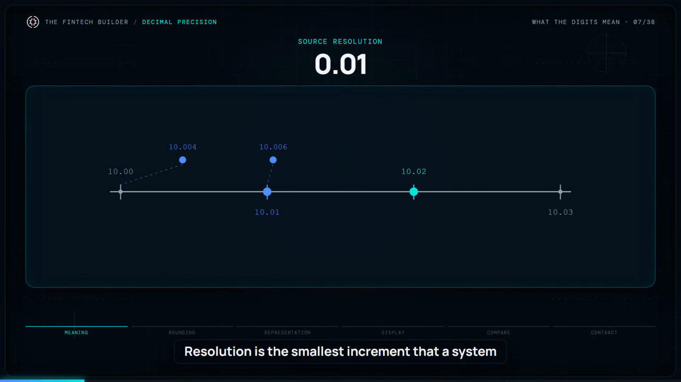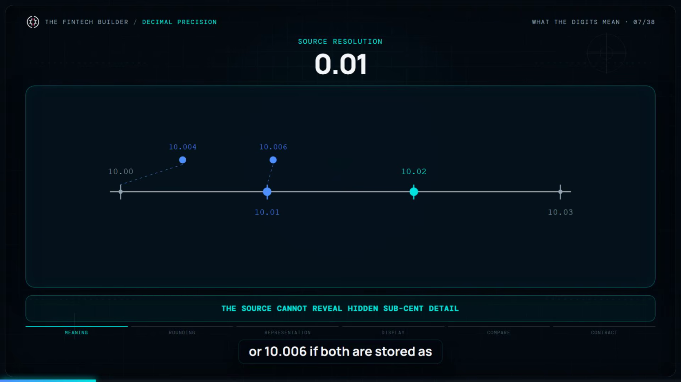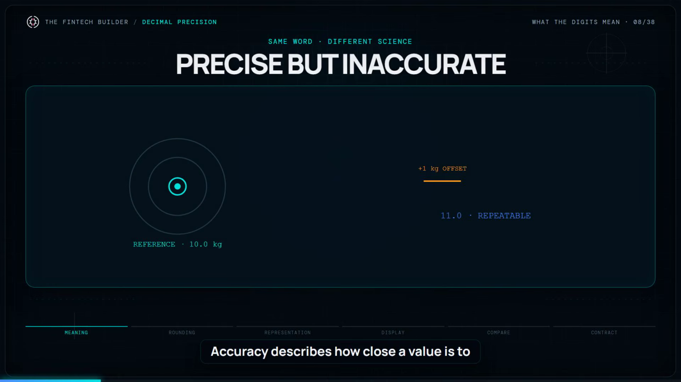Resolution is the smallest increment that a system can measure, record, or display. A price feed with a resolution of 1 cent records changes in increments of 0.01. It cannot tell you whether an underlying value was 10.004 or 10.006 if both are stored as 10.00 or 10.01 under its rounding rule. Accuracy describes how close a value is to a defensible reference or true value.